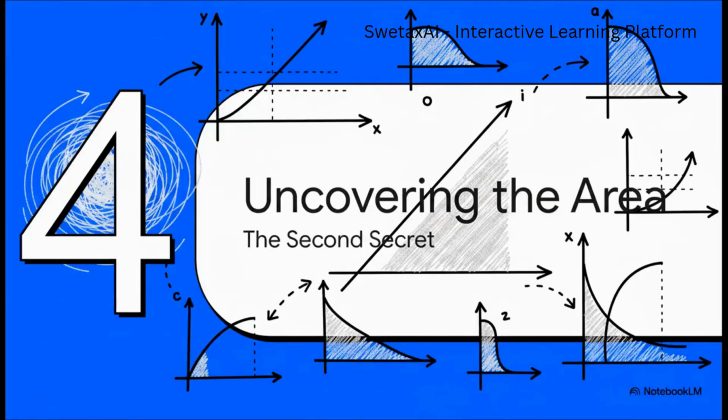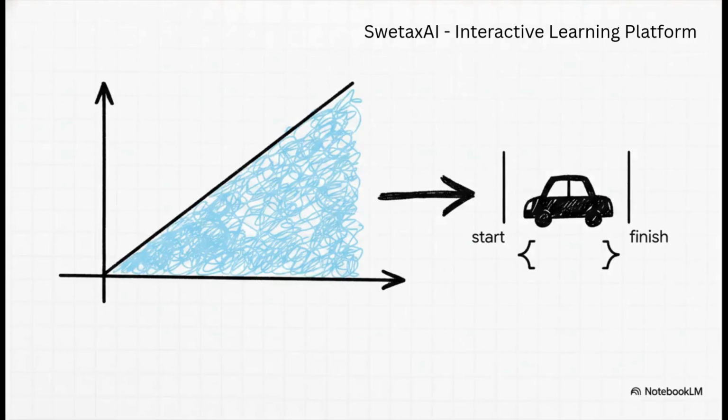Okay, but wait, the slope was only the first secret. Our motion map has another one, and it's been hiding in plain sight this whole time. This time, we're not looking at the line itself. We're going to look at the space underneath it. This, right here, might be one of the absolute coolest ideas in all of physics. That shaded area on the graph, it's not just empty space. It literally represents the object's displacement, how far it actually traveled. So the graph isn't just telling us how fast the object is going, it's also telling us how far it went. How cool is that?